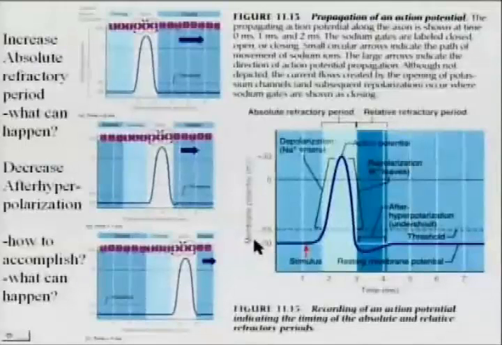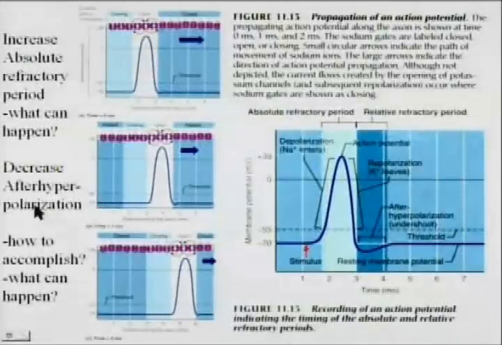This slide is showing us the action potential again, the relative refractory period, and we talk about increasing the absolute refractory period, what can happen, or decreasing the after hyperpolarization, what can happen, and how can you accomplish decreasing the after hyperpolarization. So this set of slides here is showing an action potential. The after hyperpolarization would be positioned right here. So it's the mirror image of this because it is moving down. If you're standing here, you'd be at time 0.